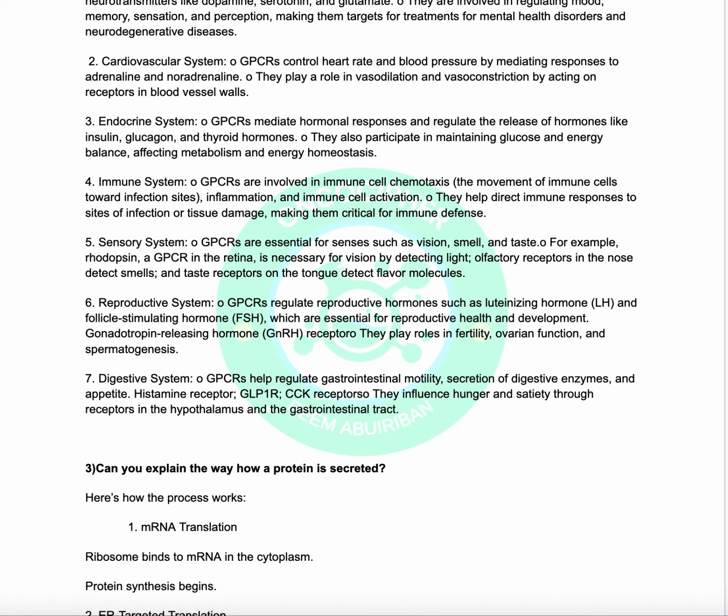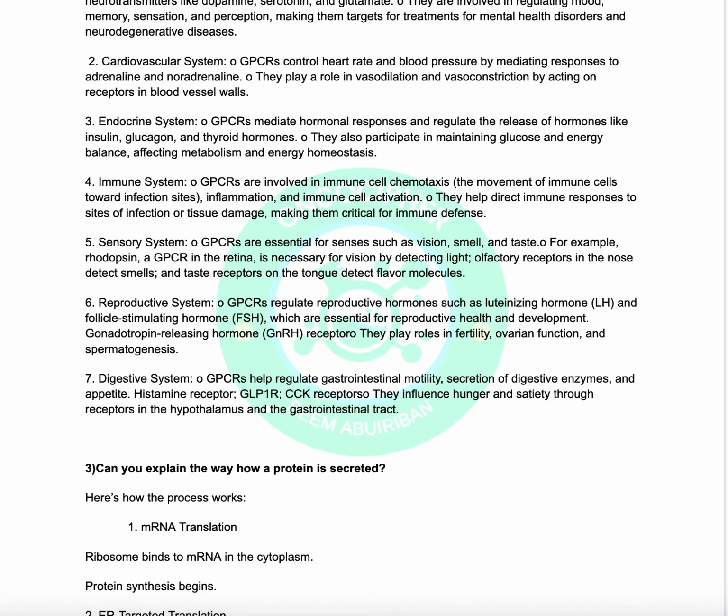Gonadotrophin releasing hormone receptors play roles in fertility, ovarian function, and spermatogenesis. In the digestive system, G protein helps regulate gastrointestinal motility and secretion of the digestive system, and appetite: histamine receptor, GLP-1, CCK receptor. They influence hunger and satiety through the receptors in the hypothalamus and the gastrointestinal tract.